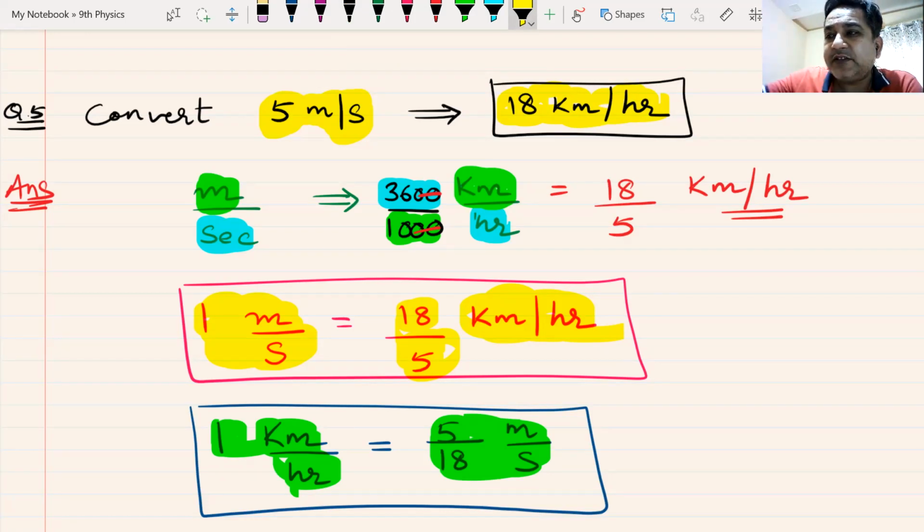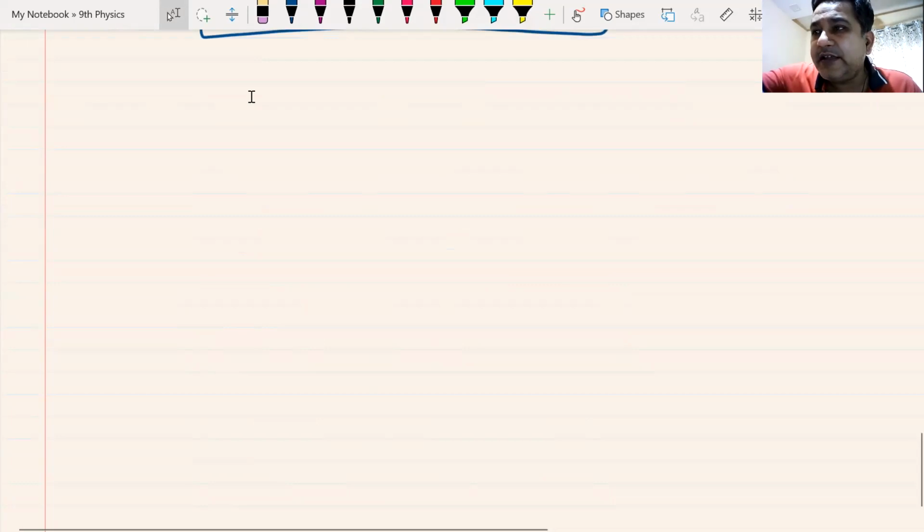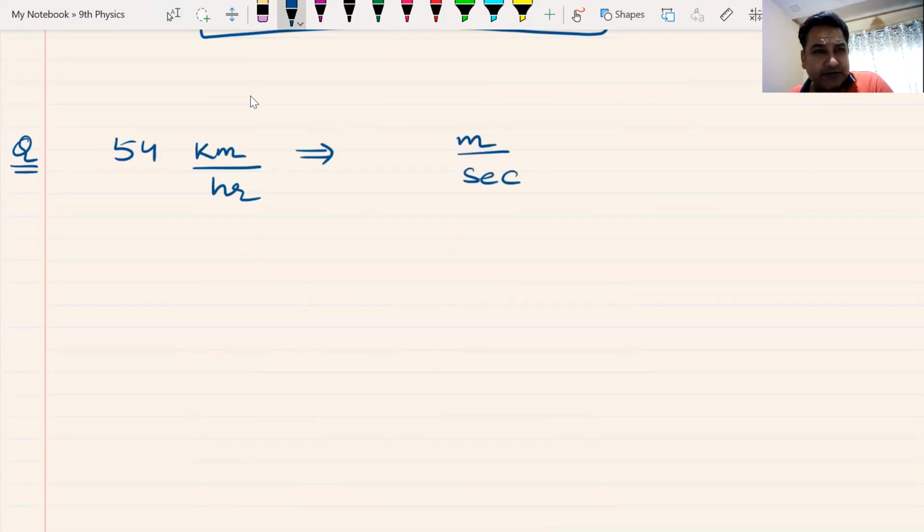Please all of you raise hands so that I can move forward with the next and the last conversion in this category. We can't waste much time on conversions. We will have to move ahead in life. To move ahead in life, we will do this question. 54 kilometer per hour is to be converted into meter per second. And let's see who gives me the answer first.